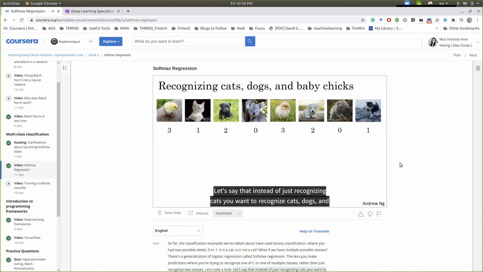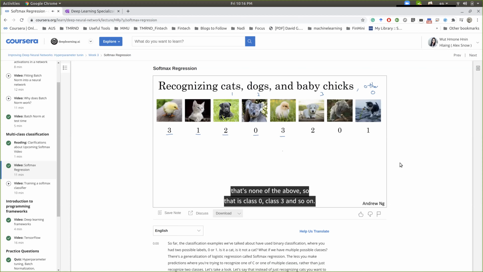Let's take a look. Let's say that instead of just recognizing cats, you want to recognize cats, dogs, and baby chicks. So I'm going to call cats class one, dogs class two, baby chicks class three, and if none of the above, then there's an other or none of the above class, which I'm going to call class zero. So here's an example of the images and the classes they belong to. That's a picture of a baby chick, so the class is three, cat is class one, a dog is class two. That's, I guess, a koala, so that's a none of the above.